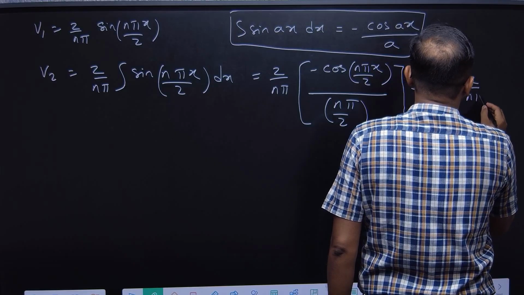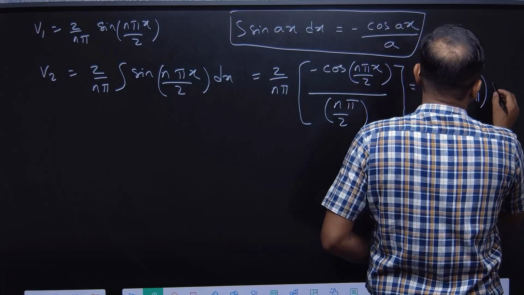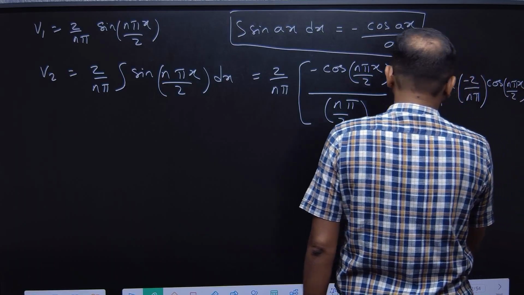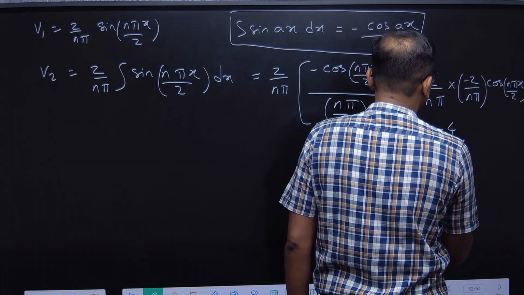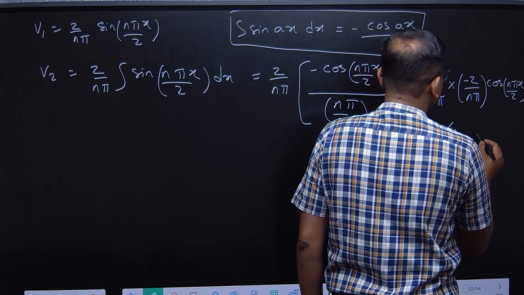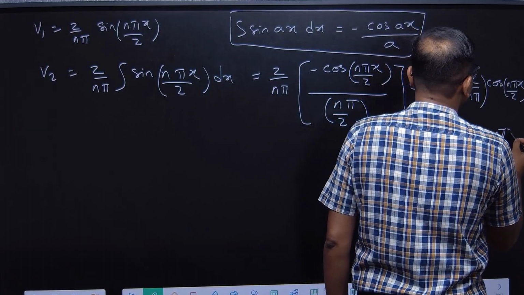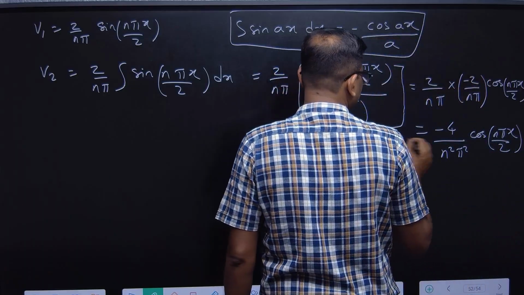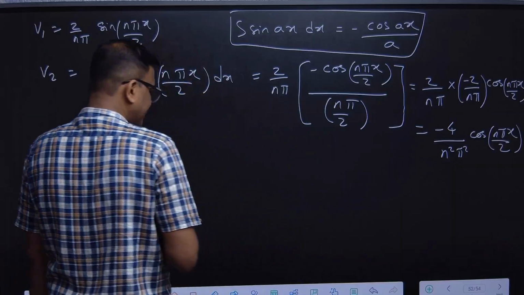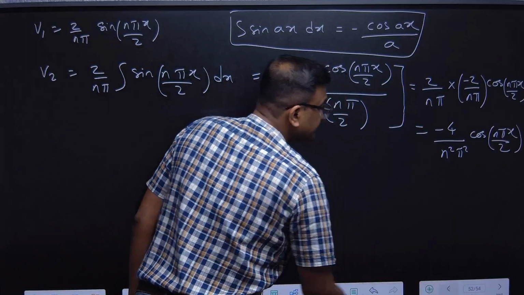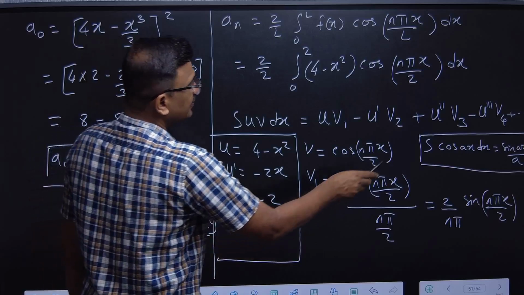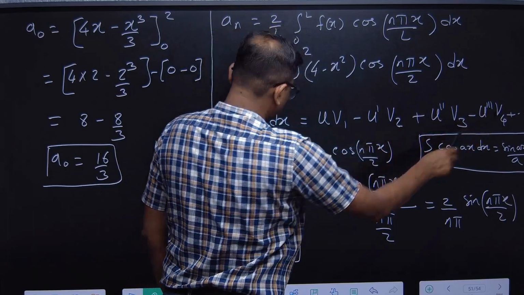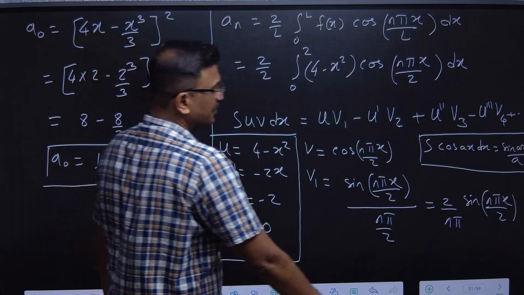This will be minus 2 upon n pi cos n pi x by 2, minus 4 upon n square pi square cos n pi x upon 2. This is our V2. We'll also have to find V3. We know that U double dash exists, so we need to find V3. We don't have to find V4 because U triple dash is 0.